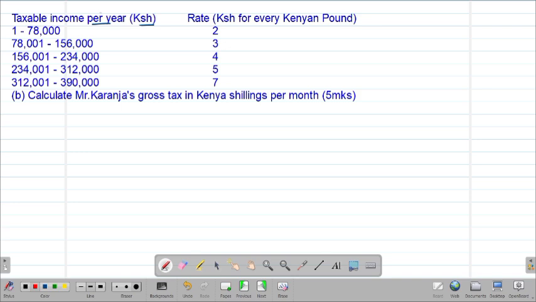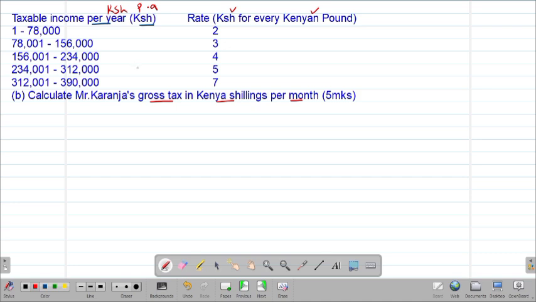So our table is in Kenya shillings per annum, or per year. We are given the rate, which is in shillings for every Kenyan pound. For part B, we are told to calculate Mr. Karanja's gross tax, or total tax, in Kenya shillings per month.